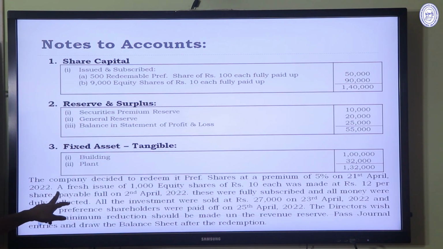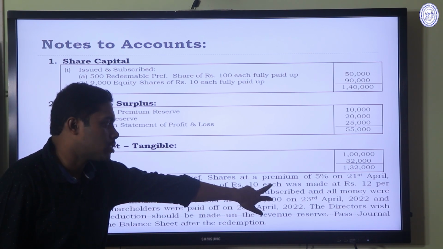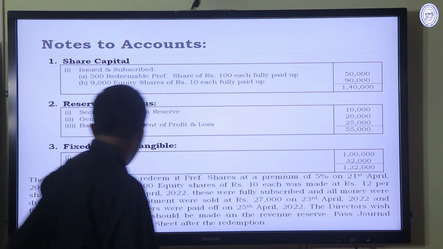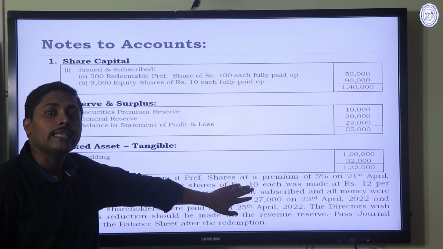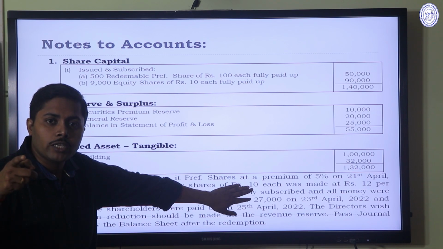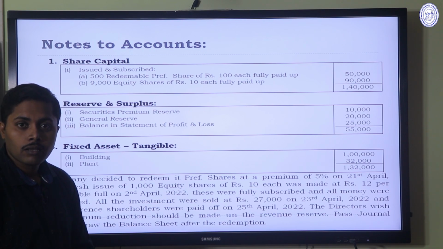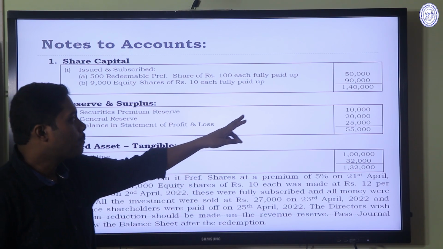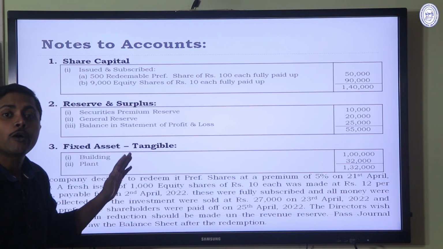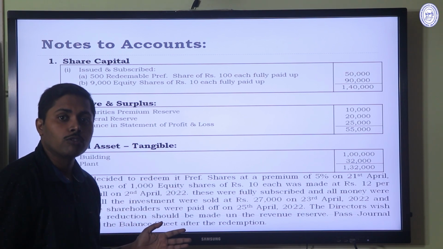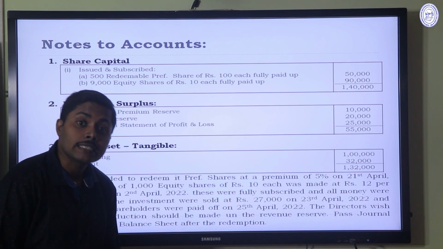redeemed. For the purpose of redemption, a fresh issue of 1000 equity shares of rupees 10 each was made at rupees 12 per share. So, 1000 equity shares will be issued at rupees 10 each. The face value of equity shares to be issued is rupees 10. So, 10,000 can be collected by issue of equity share. Now, what will be for the rest? 50,000 you have to make a payment for redemption, 10,000 you just collect from the equity shareholder. So, this 40,000 can be raised from the free reserve balance.